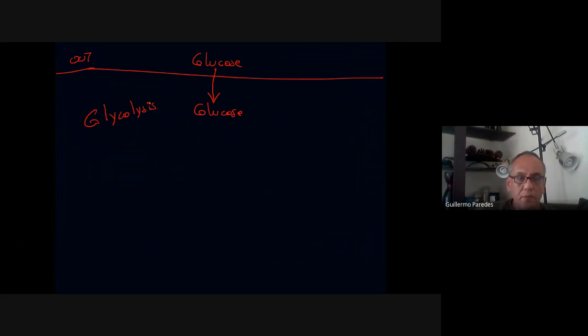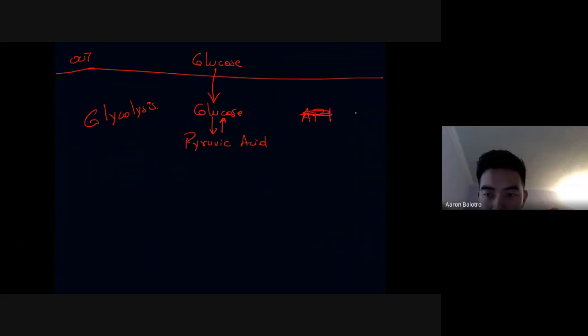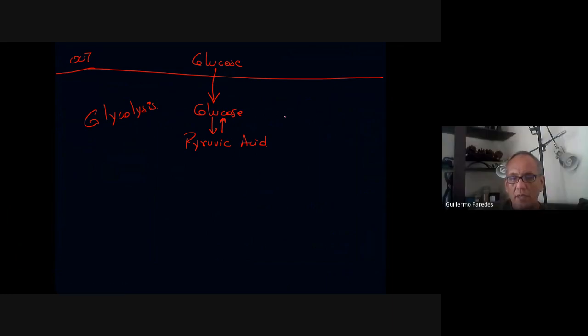Anyhow. Glycolysis. Then the glucose is going to turn into what? Pyruvic acid. Everybody, very good. So is this reaction reversible or irreversible? Reversible. Excellent. How many ATPs are going to be formed in this process? Two ATPs are going to be produced. Very good.